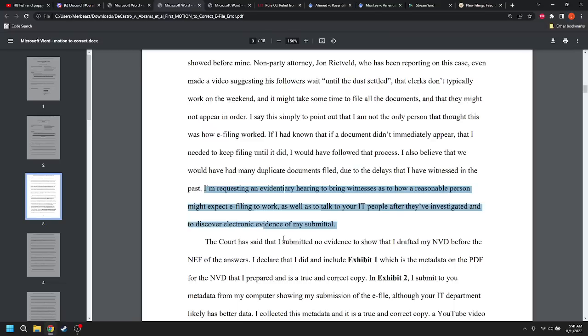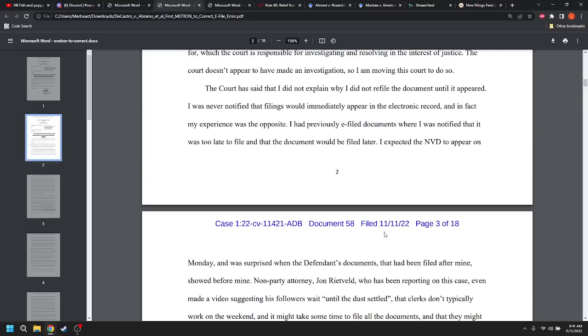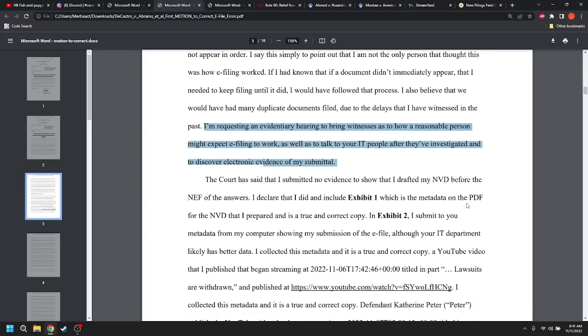The court does not need you to bring witnesses as to how a reasonable person might expect e-filing to work, because you have allegedly gone through the class and you have been able to e-file and you have received notices in the past on some, but not all of your filings where it was too late to file and a document would be filed later. So that's not going to help you. Even if the court allowed you to bring these witnesses on, it would not help you.